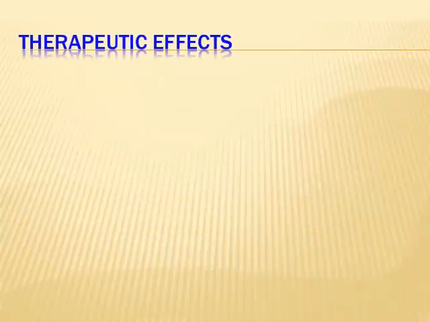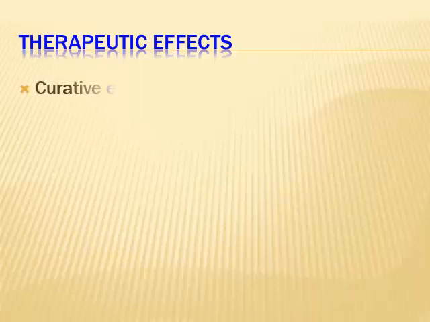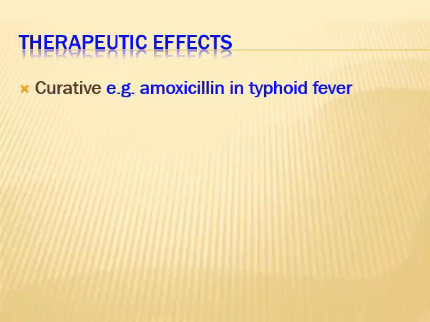Let us start with the first item, the therapeutic effects of the drugs. There are four main types of therapeutic effects. 1. The curative effects, that is, the drug is used to completely eradicate the cause of the disease. The most famous example is using the antibiotics to treat bacterial infections, e.g., the use of amoxicillin to kill the typhoid bacilli, the causative organisms in typhoid fever.